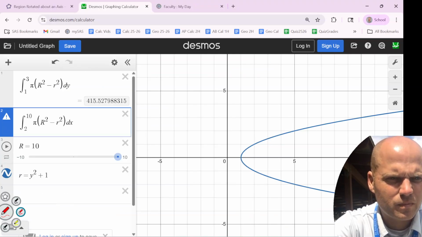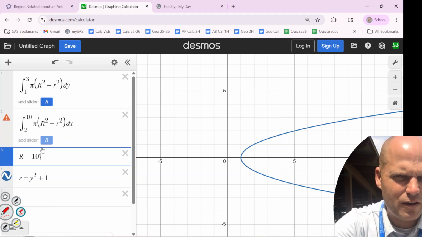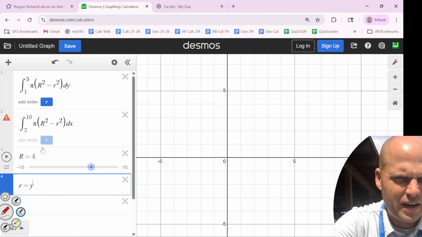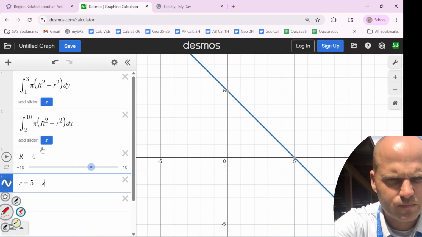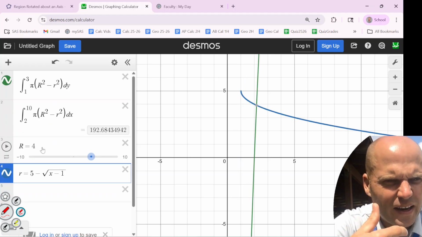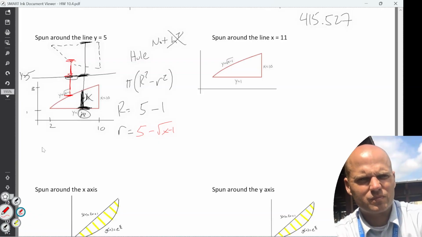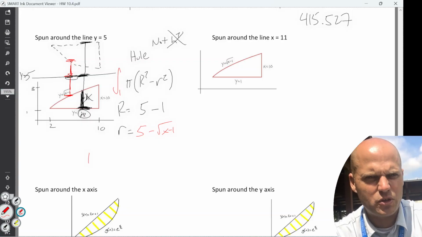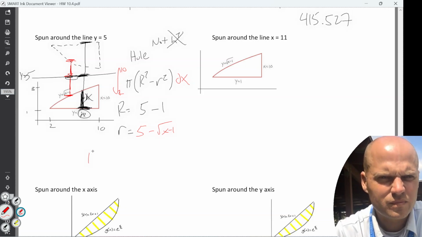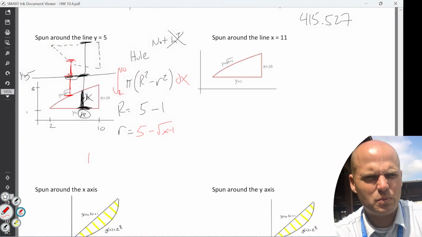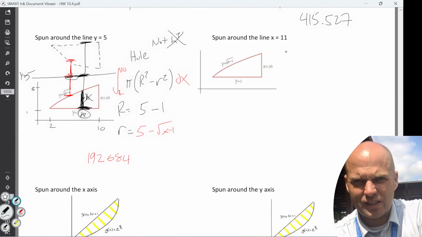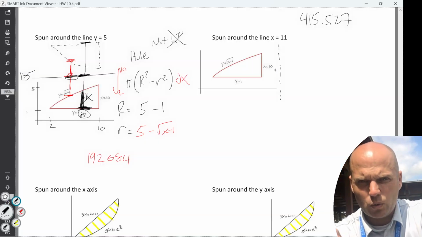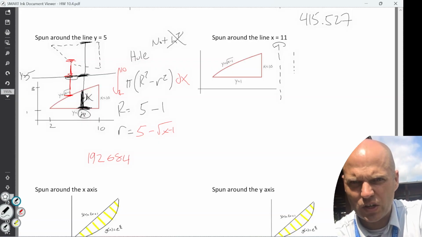So I'm going from 1 to 3. My outer radius was 4. My inner radius was 5 minus root x minus 1. And I get 192.684. Summing this up from 2 to 10. dx. 192.684. If I spin this around x equals 11, all right, we're spinning it around this line. It gets reflected over here.